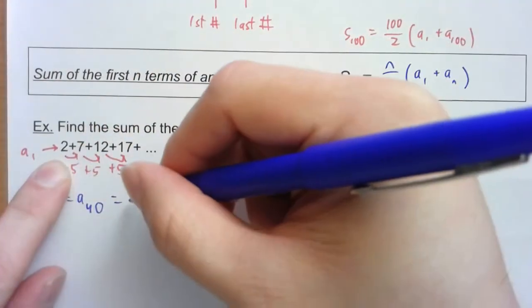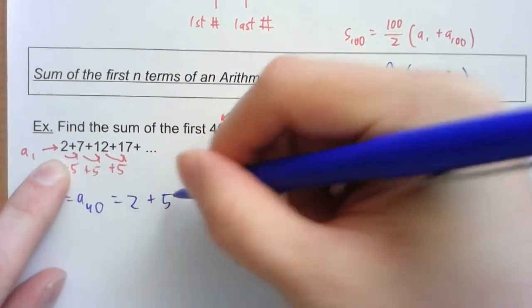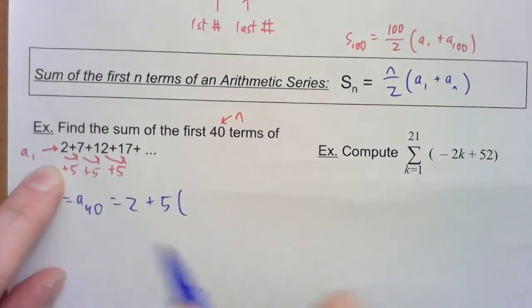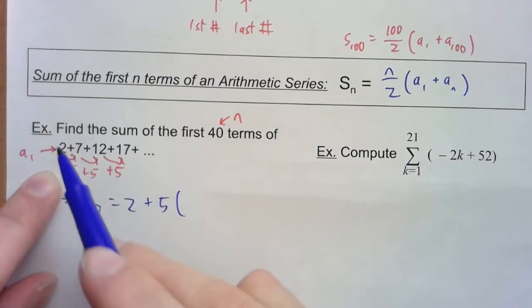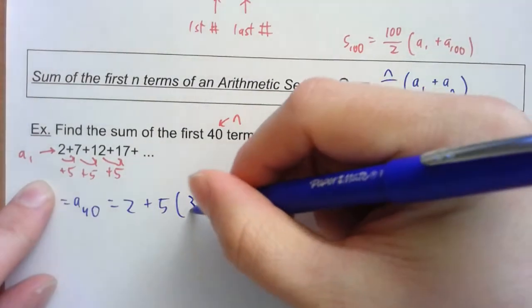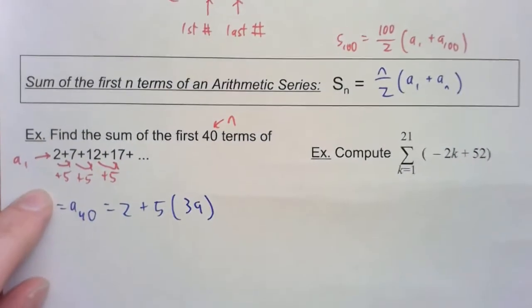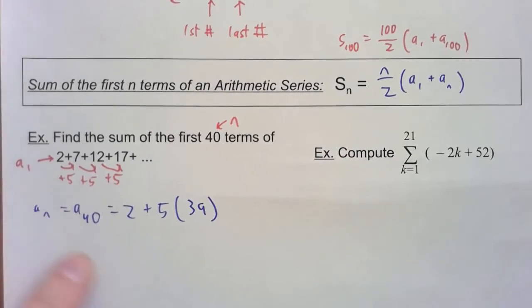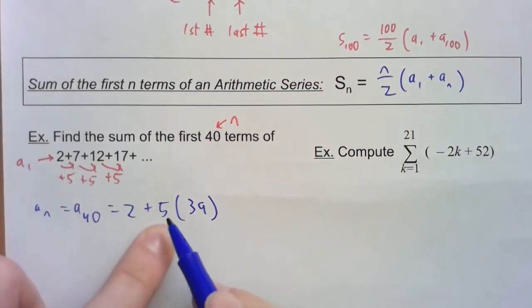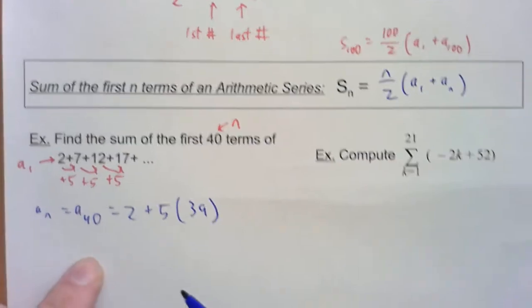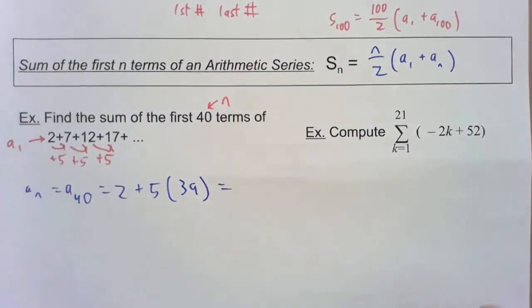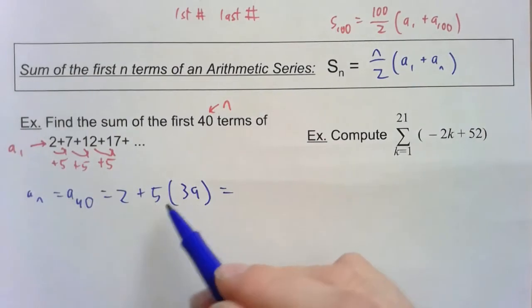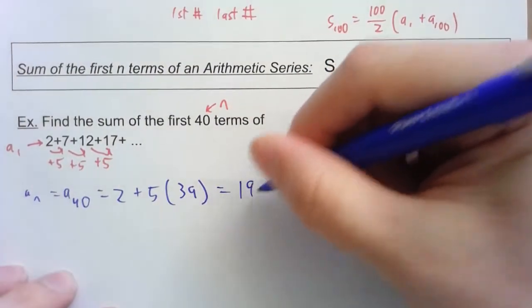If we start with the first term, then we're adding 5 a bunch of times. How many times do we have to add 5 to go from the first term to the 40th term? How many steps is that? 39 steps. That's also the formula we had: a sub 1 plus d times n minus 1. And again, you can use your calculator for that if you like. 150 plus 45, 195, should be 197.